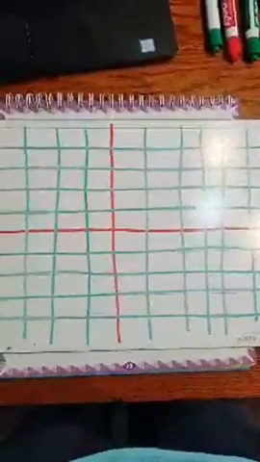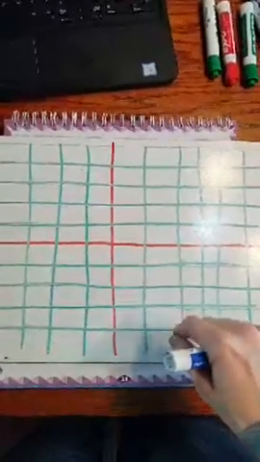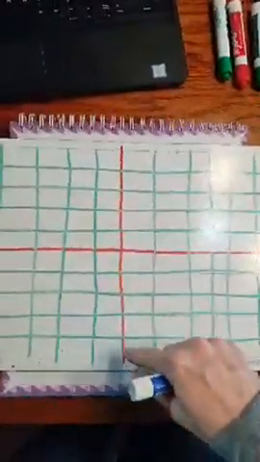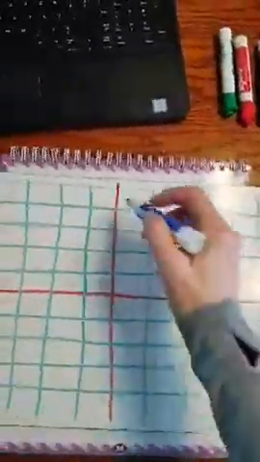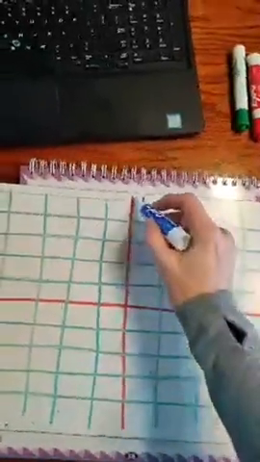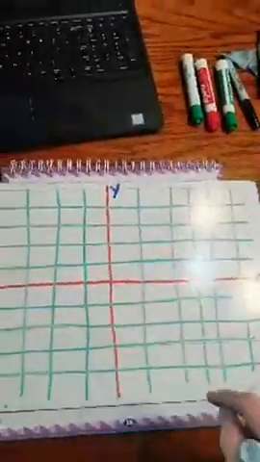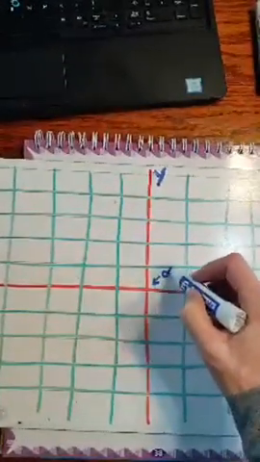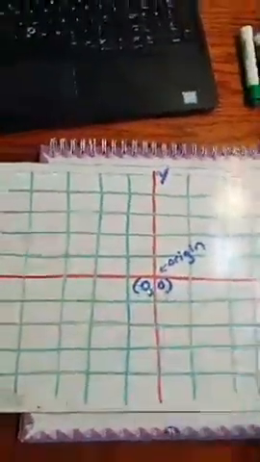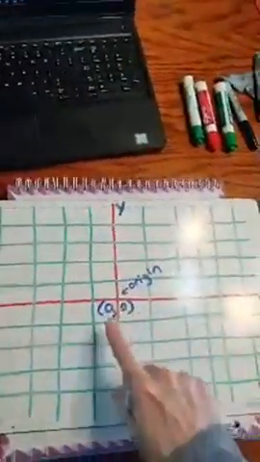Okay, so my red lines are my axes. I have my x-axis going across and my y-axis going up and down. So that red line going across is the x-axis. The one going up and down is my y-axis. And where they meet right here, I'm just going to draw this in here, that's called the origin. It's at 0, 0, because we don't go any across and we don't go any up or down. It's just right there. It's 0, 0.